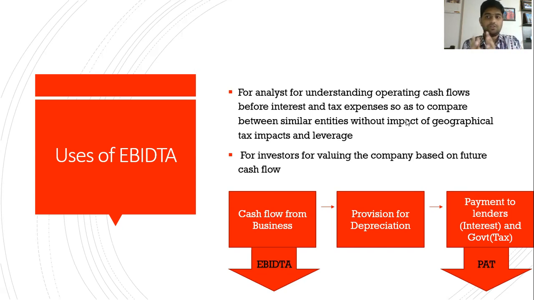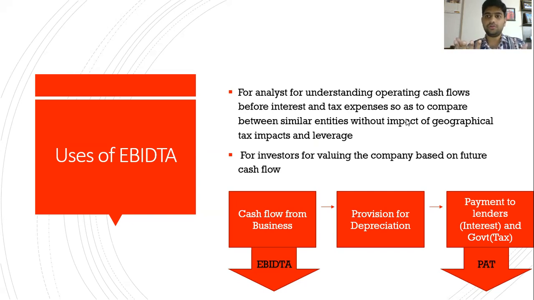So this is useful because we can compare between different entities. For example, there is one entity which is running in a place where there is a tax, whereas another entity is running in a different geographical location with different taxation rates. That comparison is difficult with PAT because PAT is after reducing taxation. So we need to find out a variable where we can compare.